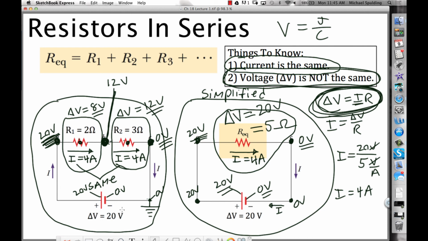In general, the voltage gain in the battery must equal the voltage lost in the resistors. It's this cycle of energy gain, energy loss, energy gain, energy loss, right? And the energy gain and the energy loss, typically you say voltage gain, voltage loss, but voltage is just energy per charge. It's energy per coulomb.